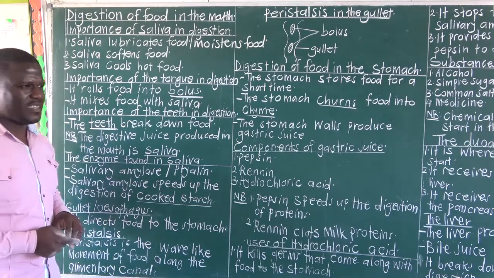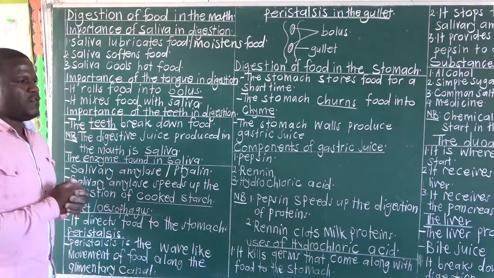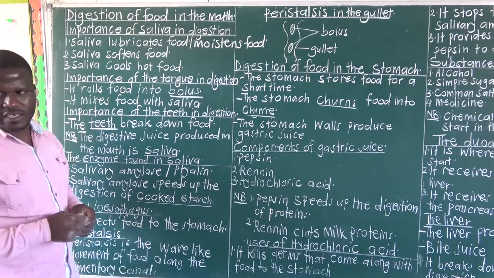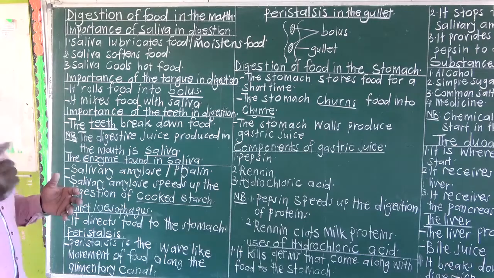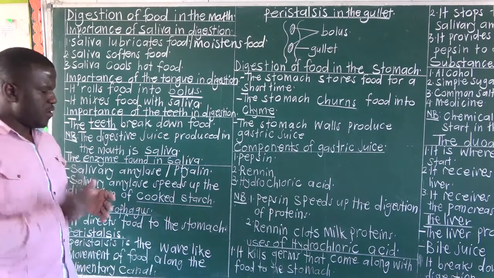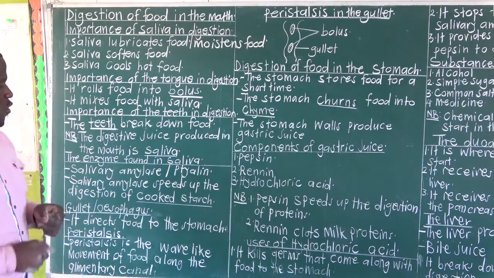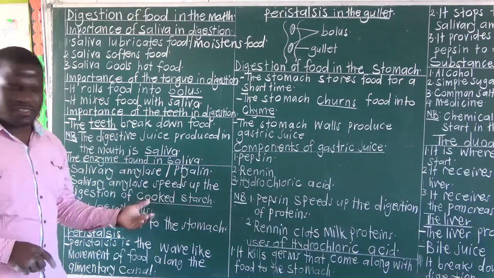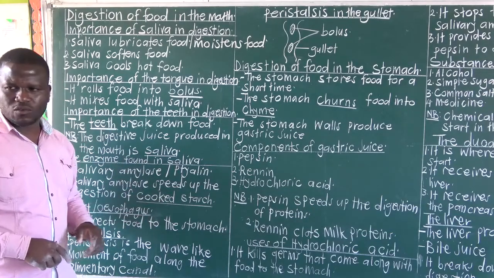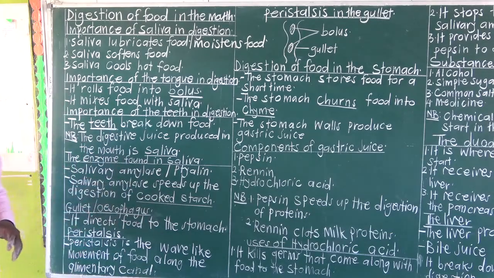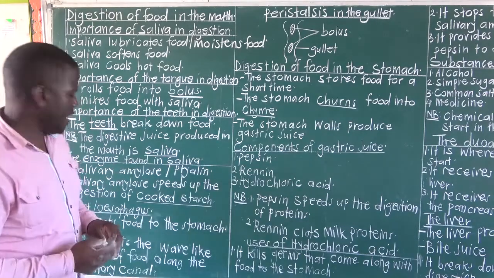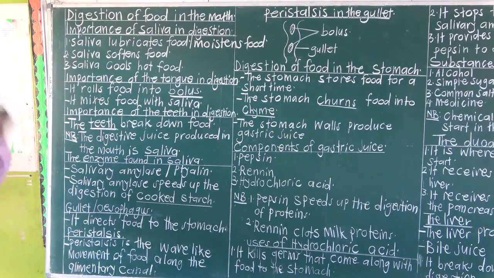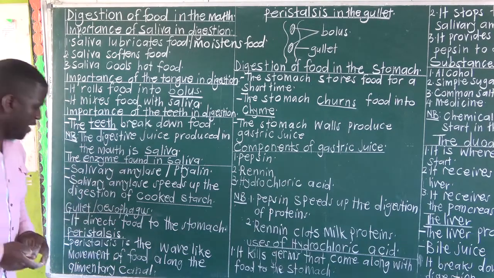Now, cooked starch is food which has been cooked and is rich in starch or carbohydrates. For example, if you cook sweet potatoes, matoke, rice, posho, all those are cooked starch. Once you cook them, they fall under cooked starch and their digestion begins in the mouth by the help of salivary amylase or ptyalin. From the mouth, food goes to the stomach through the gullet or esophagus.